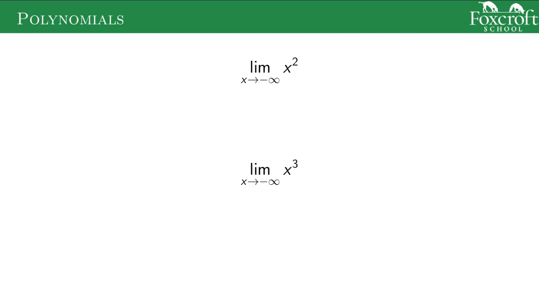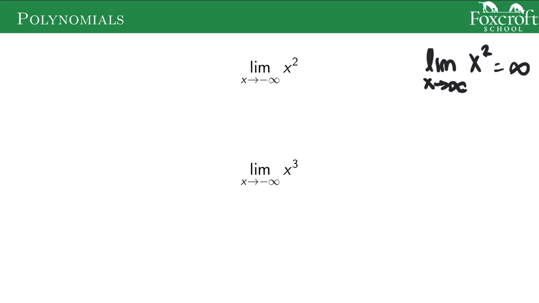Polynomials are a little bit different, so instead of having the 1 over, we just have a polynomial. So what happens at infinity? I didn't write these down, but if I just find the limits at infinity of x squared and x cubed, you're just plugging in some big positive number, and you're going to get an even bigger positive number out. So you just get infinity.